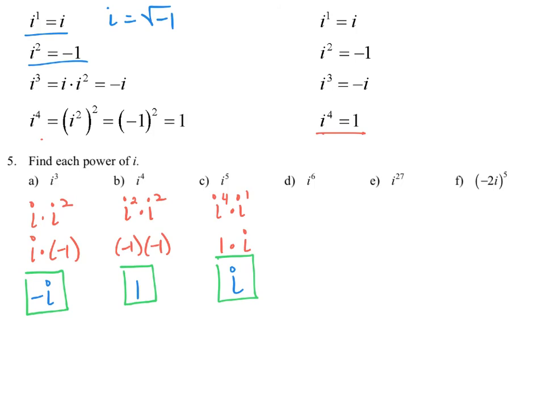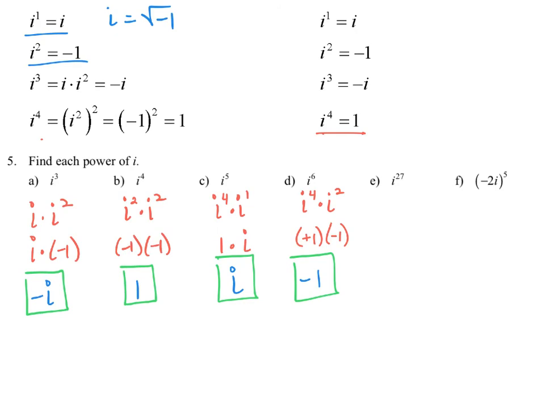Now let's look at i to the sixth power. We can always break any powers into one of these powers of i, from i to the first to i to the fourth. So i to the sixth is the same thing as i to the fourth times i to the second power. And we know from the previous examples that i to the fourth is a positive 1 and i to the second is a negative 1. So when we simplify those, we get negative 1 as our final answer. i to the sixth is the same thing as negative 1.